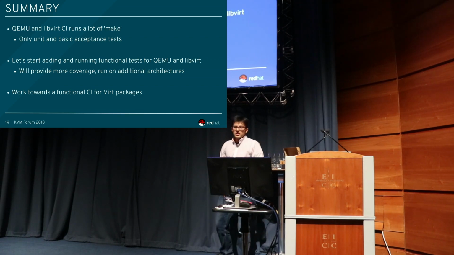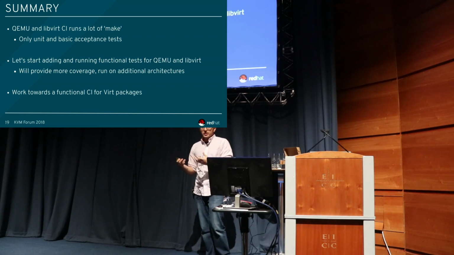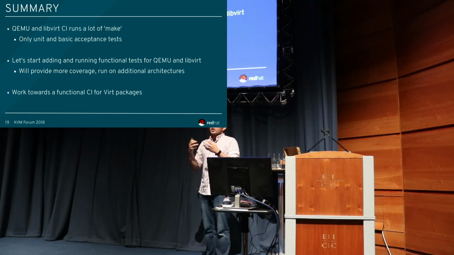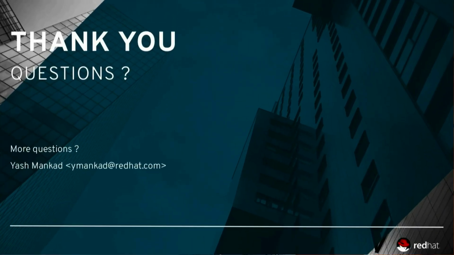So basically, let's start adding more tests. Let's start contributing to the Avocado QEMU project. Let's discuss the possibility of an Avocado libvirt project, so that we have functional tests as part of the workflow, and then we can work towards a functional CI for virtualization packages. Thank you.